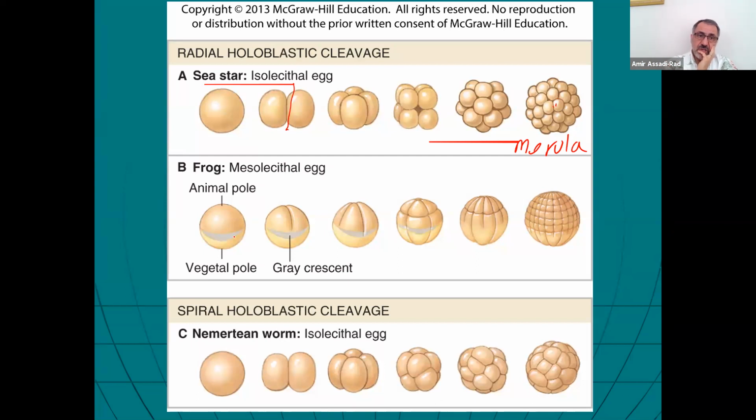And remember I talked about meroblastic, mesolecithal. They didn't mention it in here, but this would be meroblastic. Okay, we talked about this. There is a good amount of yolk down here, right here. So the cell division happens up to here. The cell divisions are happening up to here. It does not go all the way through the yolk. Later on it does, okay? But right now it doesn't. So that is called a mesolecithal egg or meroblastic cleavage.